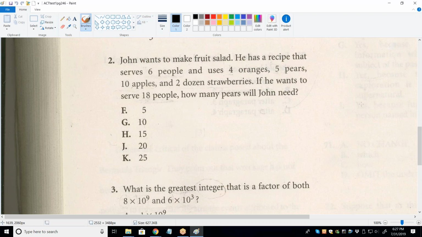Okay. Notice that the number 4 has no relevance, the number 10 has no relevance, and the number 2 has no relevance. The only thing you need to know is that the first case is 6 people. He wants to know how to serve 18 people. It's 3 times every single ingredient. So he would need 12 oranges, 15 pears, 30 apples, and 6 dozen strawberries. Well, they're only asking about the pears. So all those other numbers don't matter. You just need to multiply the pears by 3.